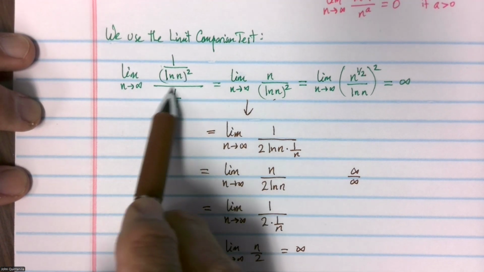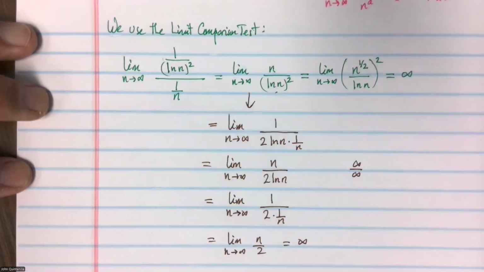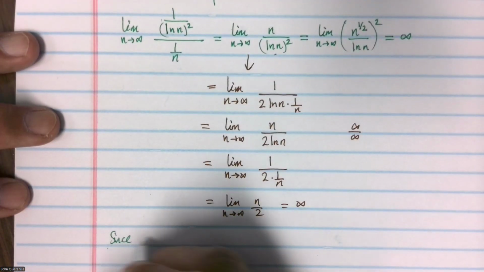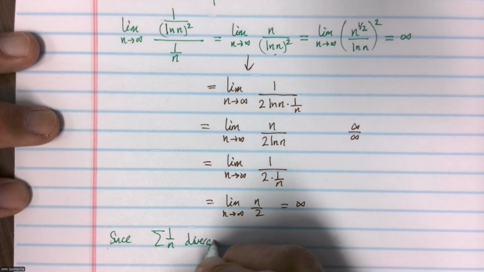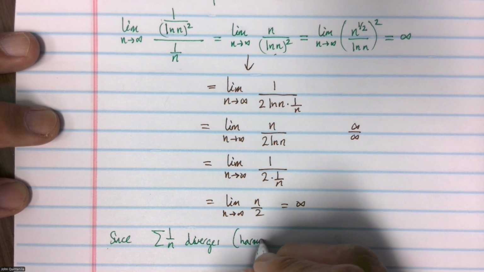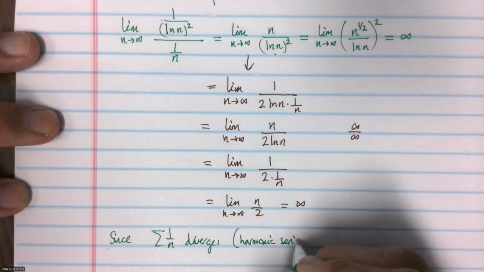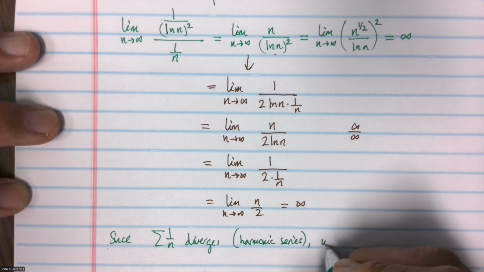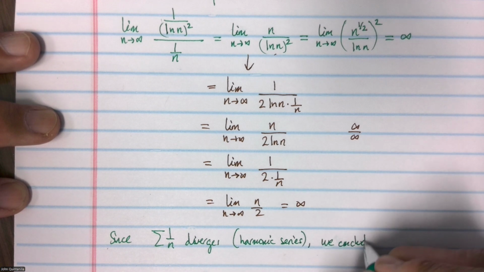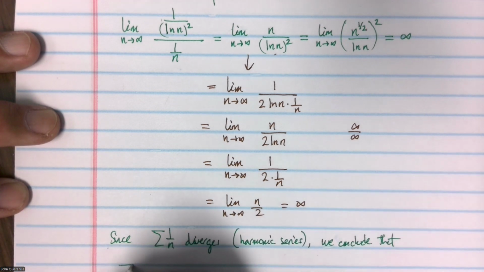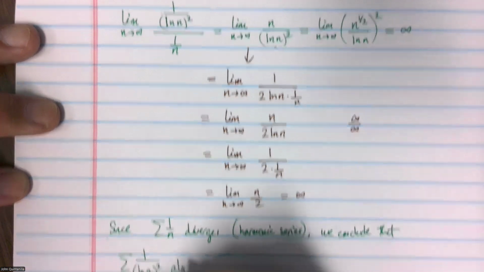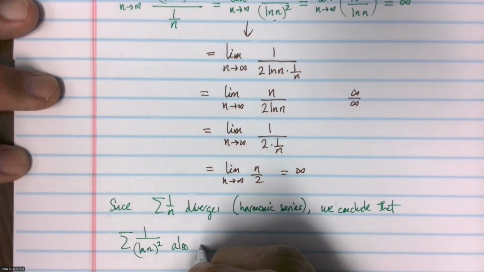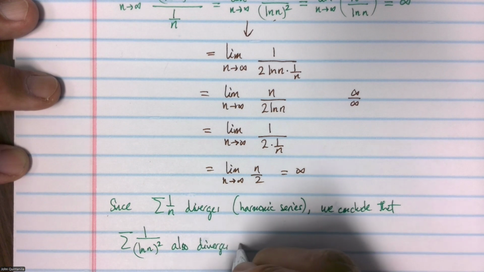So I've got this limit. The bottom is part of a divergent series. So since the summation of 1 over n diverges, because it's a harmonic series, or alternatively, a p-series with p equals 1, we conclude that the original series, 1 over (natural log n) squared, also diverges by the limit comparison test.